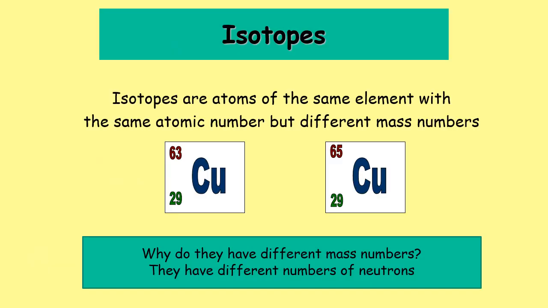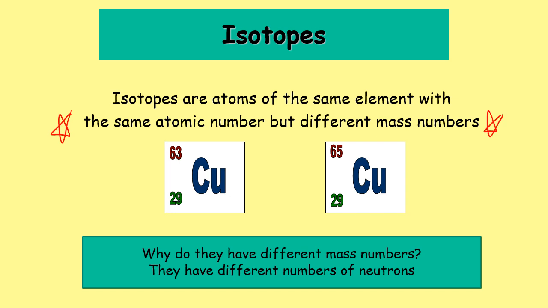The final thing we need to know about for atomic structure is isotopes. Now, the definition of isotopes is atoms of the same element that have the same atomic number but different mass numbers. You need to be able to give that definition. Isotopes are atoms with the same atomic number but different mass number. And we can see in these two copper atoms, they have the same atomic number at 29, but one of them has a mass number of 63, one of them has a mass number of 65.